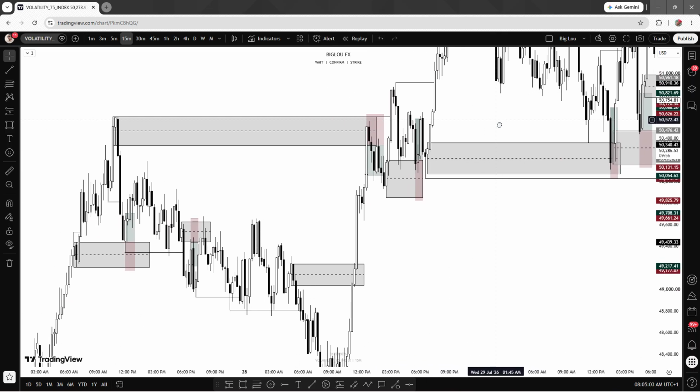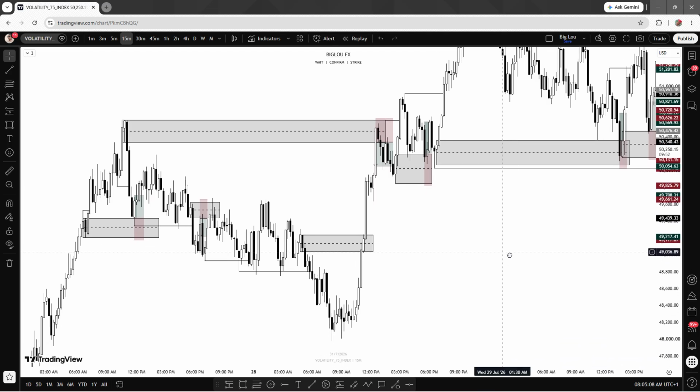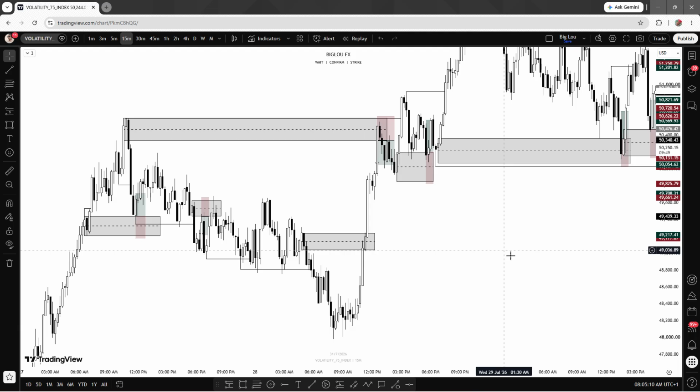Okay. But if you are an experienced trader, you know how to do your top down analysis. You add top down analysis to this, your higher time frame narrative, you are going to be unstoppable. So you trade only in line with the higher time frame bias.